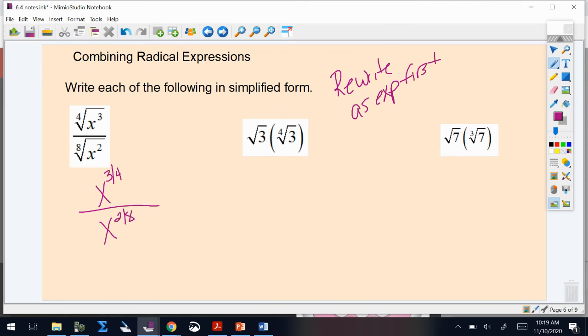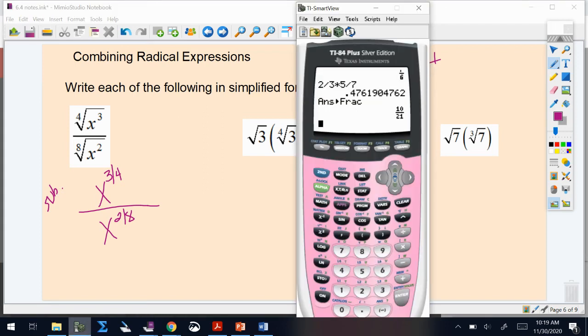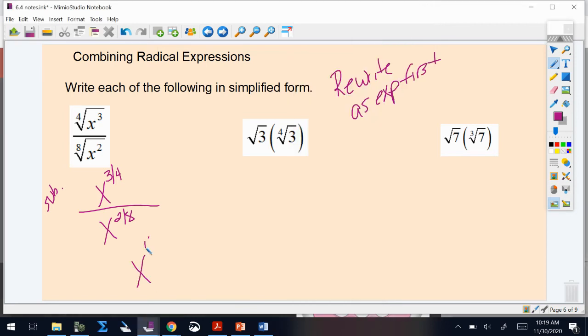Now I'm going to use my exponent rules, which says I subtract exponents because we're dividing the bases. So I'm going to grab a calculator. Calculator really streamlines a lot of this. So 3/4 minus 2/8 is 0.5, or obviously that is 1/2. So you're going to have x to the 1/2 power as your final answer.